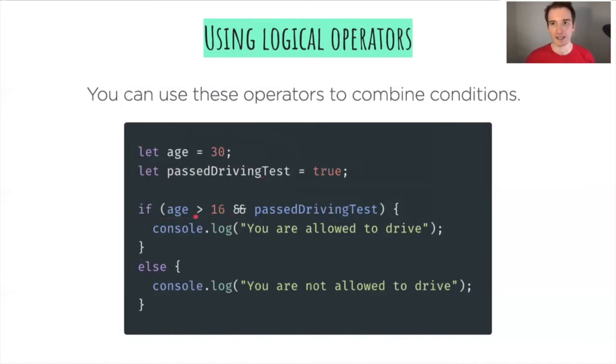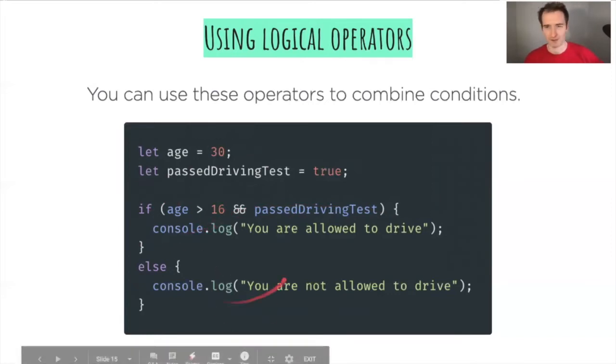And here we're saying, okay, if this person's age is greater than 16, so this is going to evaluate to true or false, and if this value is also true, then we're going to run this statement here. Otherwise, we run this one, just telling this person, okay, are you allowed to drive or not?